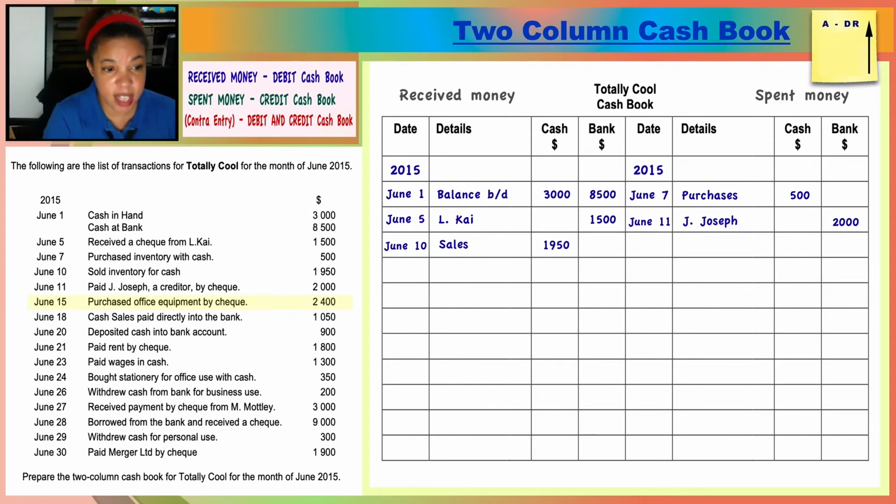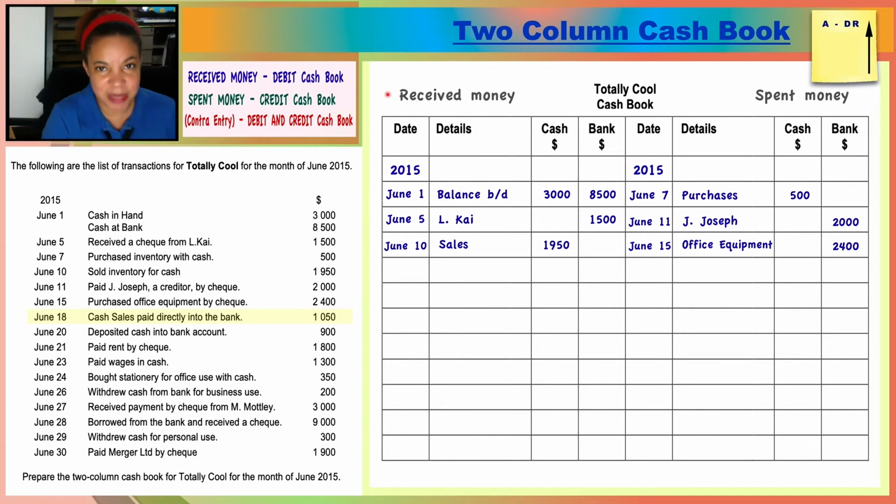Move on, next transaction, June the 15th. June the 15th, we purchased office equipment by check. When you purchase a non-current asset, that is the account. So purchase means we spent money. Since we spent money, that would mean that we are on the credit side. Date, 15th of June. Office equipment, as I said, is the account. And since we purchased by check, go under the bank column, 2,400. Excellent.